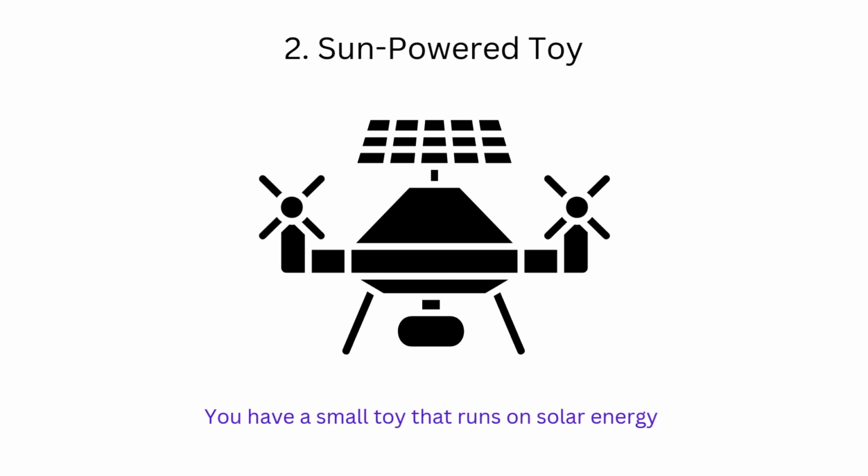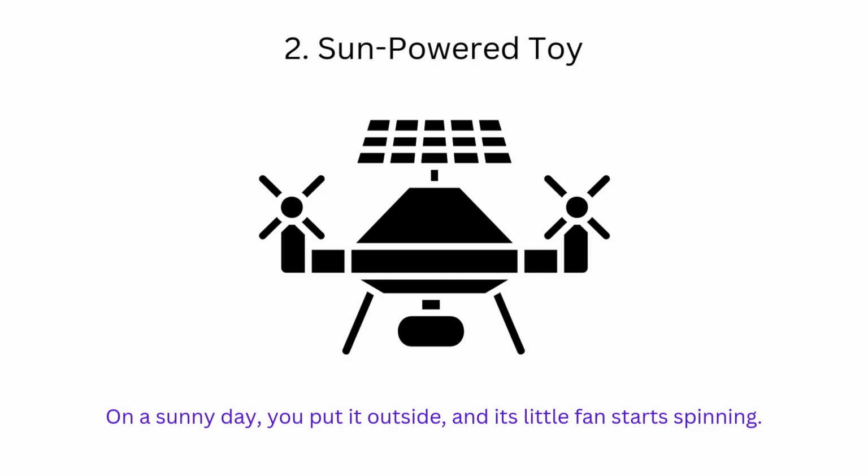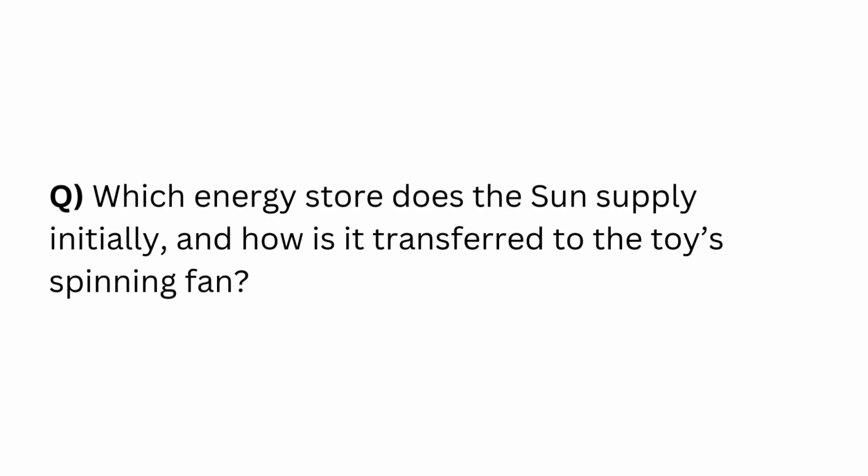You have a small toy that runs on solar energy. On a sunny day, you put it outside, and its little fan starts spinning. Which energy store does the sun supply initially, and how is it transferred to the toy's spinning fan?